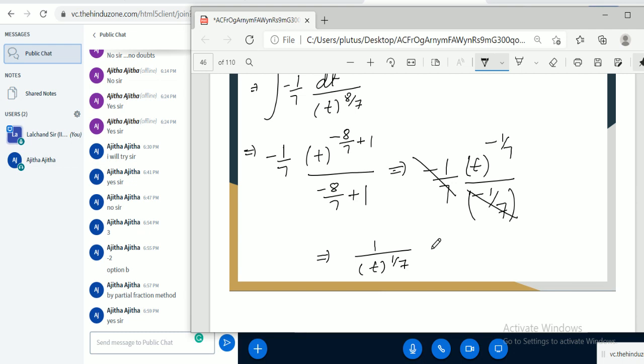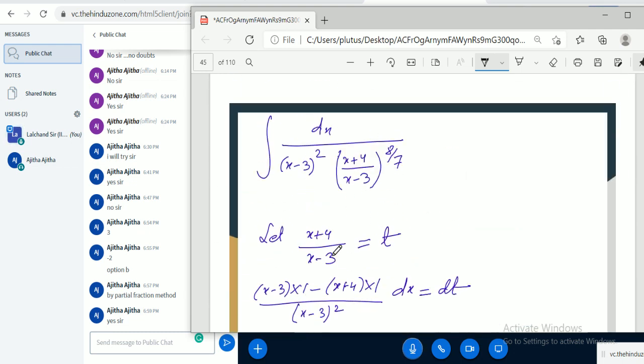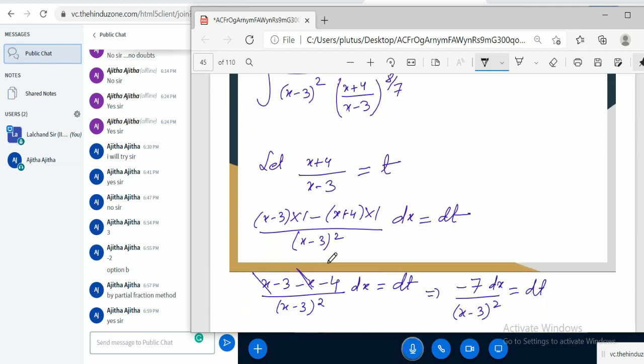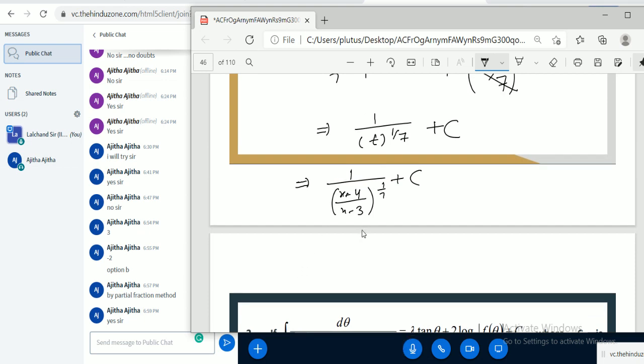So if we substitute the value of t, the value will be x plus 4 divided by x minus 3. So if we substitute the value of t, then we have 1 upon (x plus 4 divided by x minus 3) whole power 1 by 7 plus c. If we rearrange this, then we can write (x minus 3)/(x plus 4) to the power 1 by 7 plus c. This is the final answer.